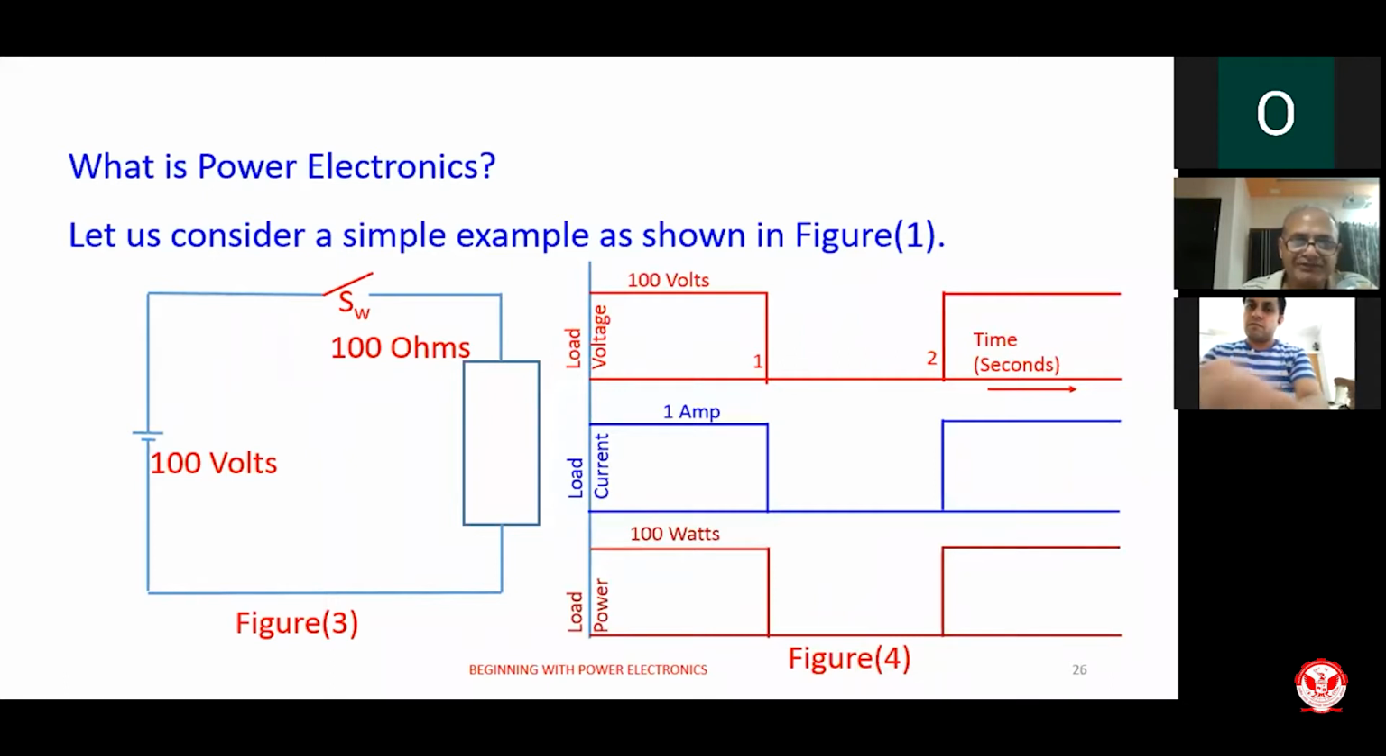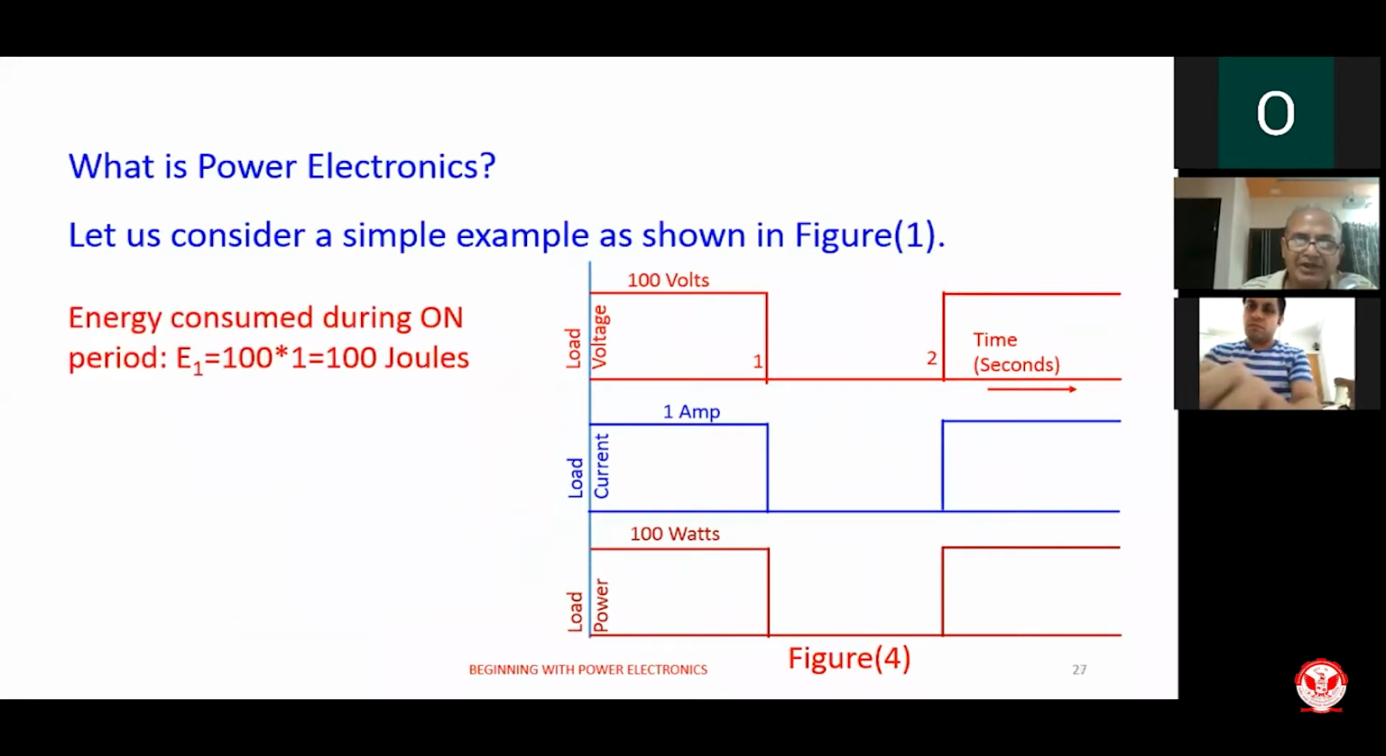One can easily see the load voltage remains 100 volts for 1 second, 0 volts for the next second. 100 volts during the on period of the switch, 0 volts during the off period of the switch. Load current jumps to 1 ampere during the on period and gets reduced to 0 amperes during the off period. The load power jumps to 100 watts during the on period and 0 watts during the off period.